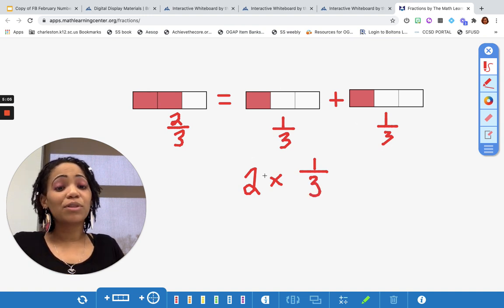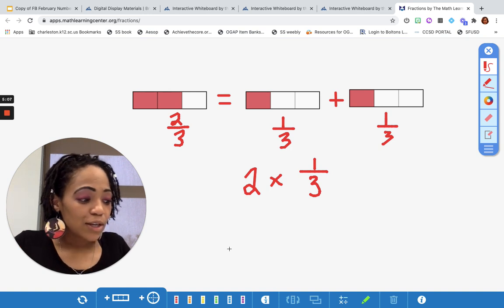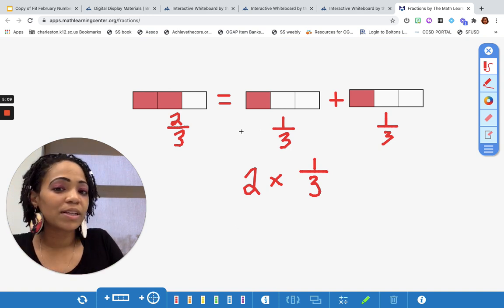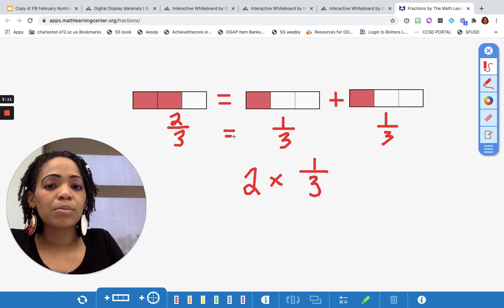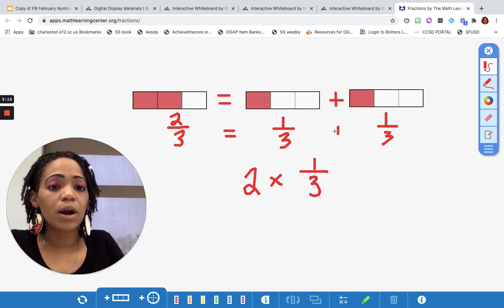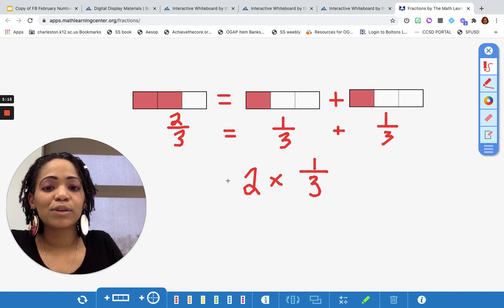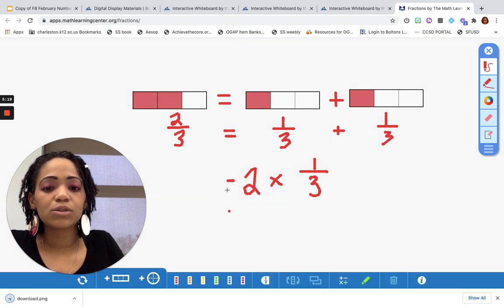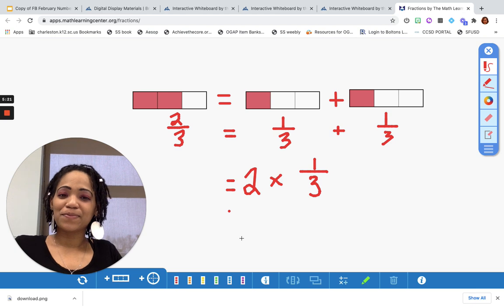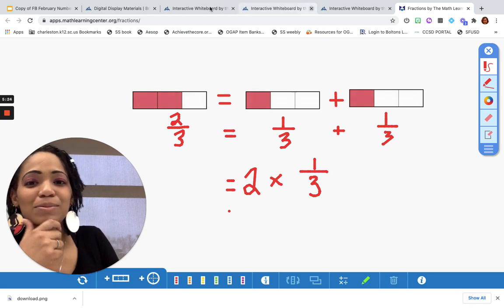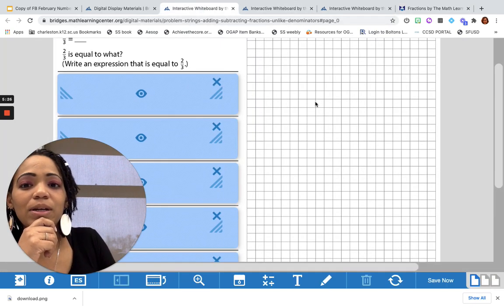Okay, we have 2/3, so I can do multiplication. So I'm either writing 2/3 is equivalent to 1/3 plus 1/3, or I can write 2/3 is equivalent to 2 times 1/3. Good? All right, let's move on to the next one.